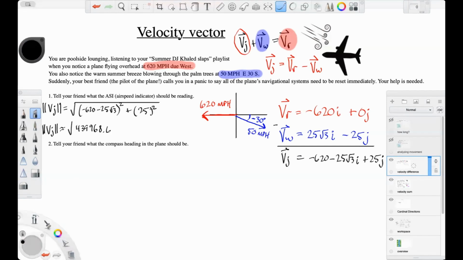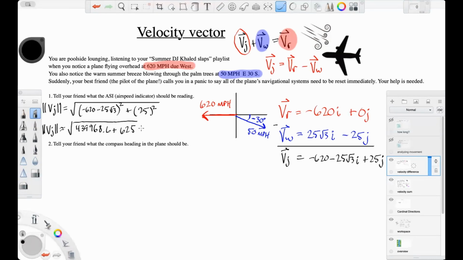439,968.6, I'll call it. And then we're going to add that to 25 squared. So 25 squared is 625. So we'll add these things together and then take the square root of that. So add those two things together and we take the square root of that result.